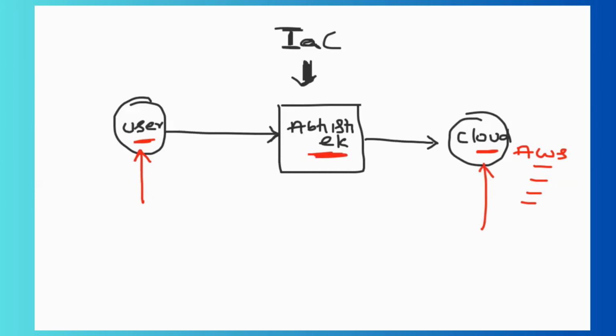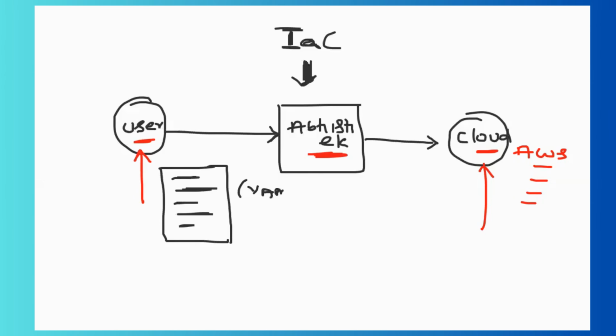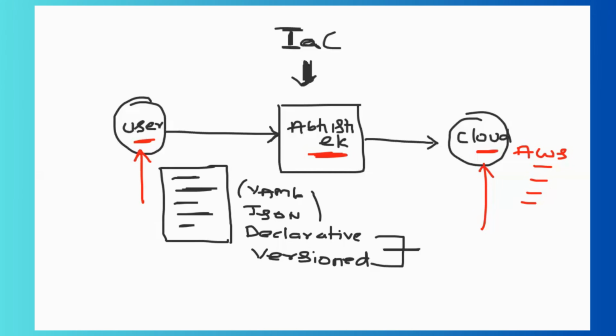when the user submits a template. Okay, so understand this carefully. In terms of IaC, users have to submit some templates. These templates can be YAML files, JSON files, or anything that is declarative and versioned in nature. Any templating language that is declarative and versioned in nature has to be submitted by the user to this tool. It can be Terraform, a CloudFormation template, the Abhishek tool, or anybody who is watching this can write their own tool as well.